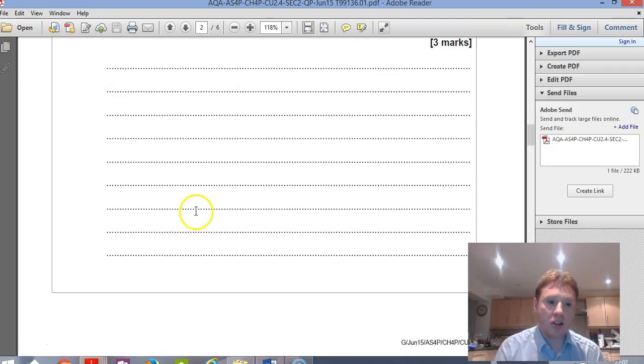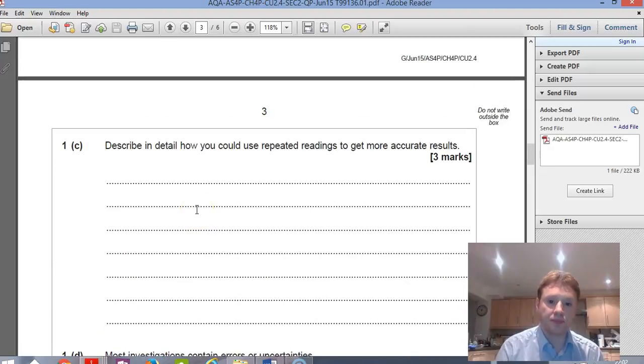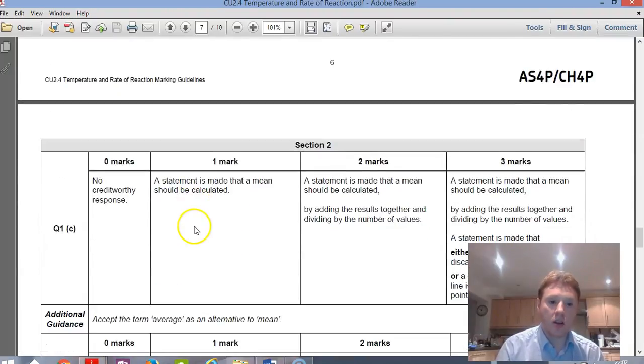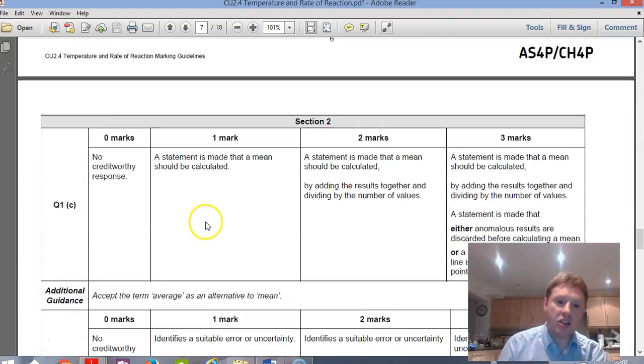Right, question 1c. How can you use repeated readings to get more accurate results? You should say a mean should be calculated. The word average is okay. You should say how you calculate the mean by adding the results together and dividing by the number of values. And then, for the 3rd mark, you need to say either you get rid of anomalous results before calculating, or a graph is plotted and a best fit line is drawn ignoring anomalous points.